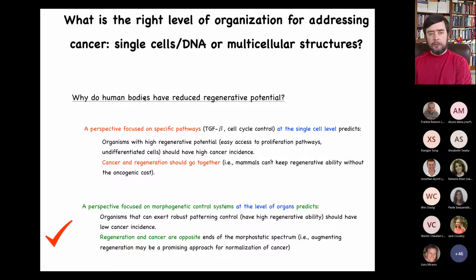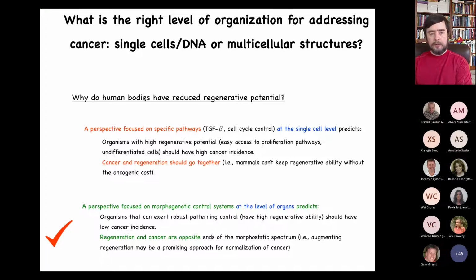And so a perspective focused on specific pathways, let's say cell cycle control checkpoints, TGF-beta, all these kinds of things, predicts that cancer and regenerative capacity should go together. That is, if the body has access to very plastic cells, there should be a high cancer risk. These pathways that allow proliferation for healing and regeneration should also be dangerous. So that way of looking at it suggests that mammals can't keep regenerative ability without the oncogenic cost.